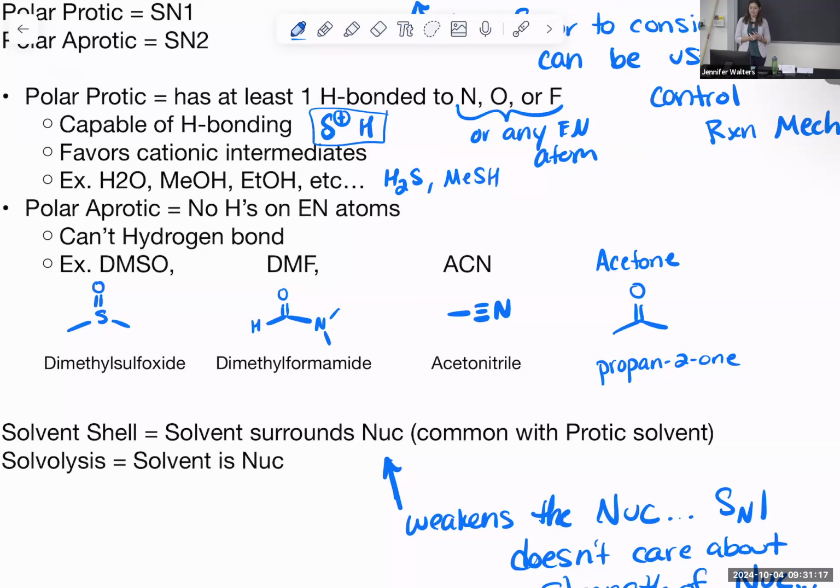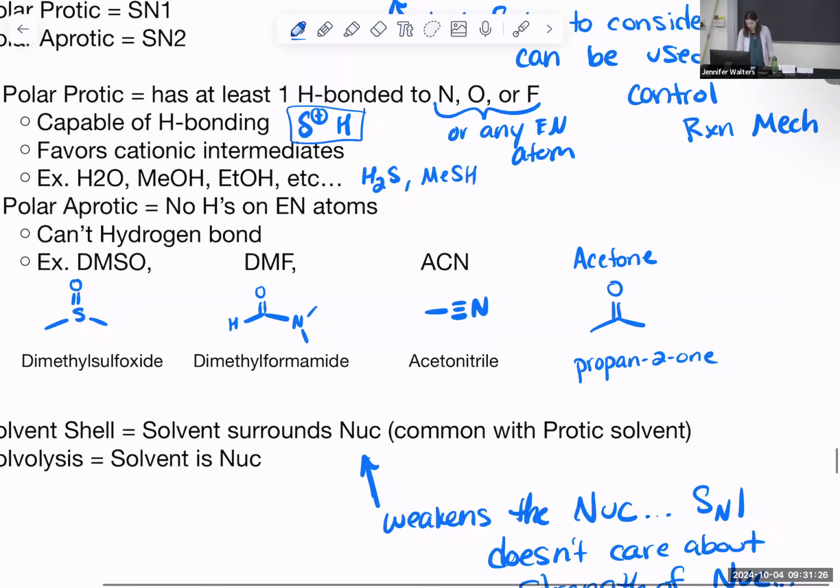So if you're in lab, you probably use acetone to dissolve any sort of molecules. It's usually like your last wash of your glassware. It's a really good solvent. It's good at dissolving things. Yeah, those are all the really common ones.